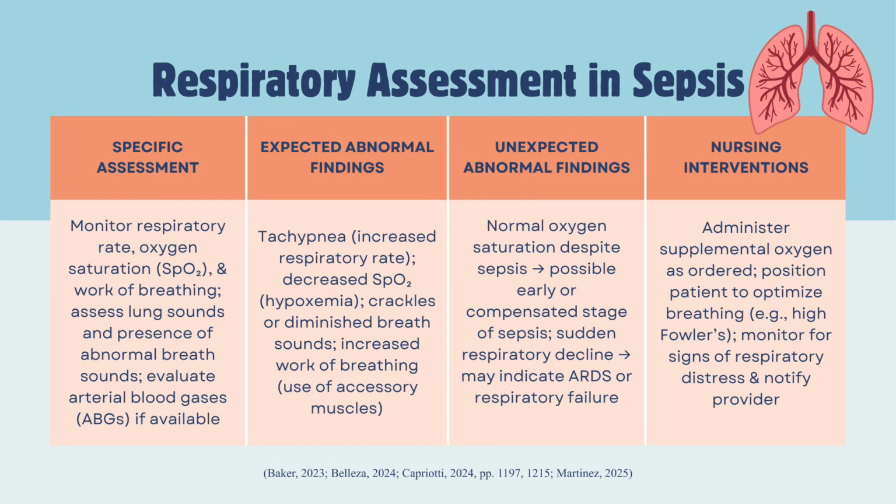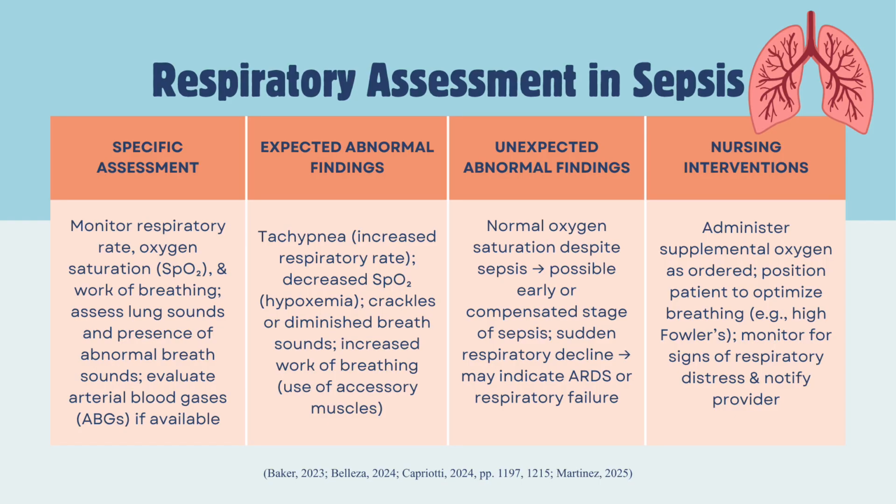In respiratory assessment for sepsis, the nurse monitors respiratory rate, oxygen saturation, and work of breathing. Lung sounds are assessed for any abnormal findings, and arterial blood gases may be evaluated if available. Expected abnormal findings include tachypnea, decreased oxygen saturation indicating hypoxemia, crackles or diminished breath sounds, and increased work of breathing, often demonstrated by use of accessory muscles.